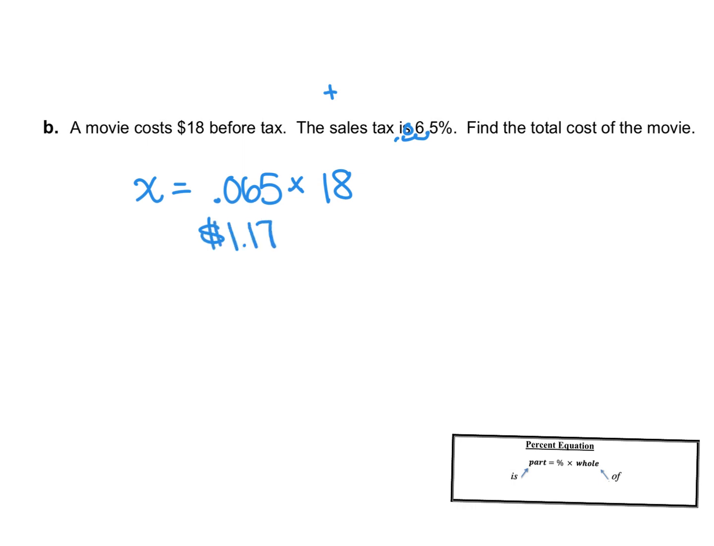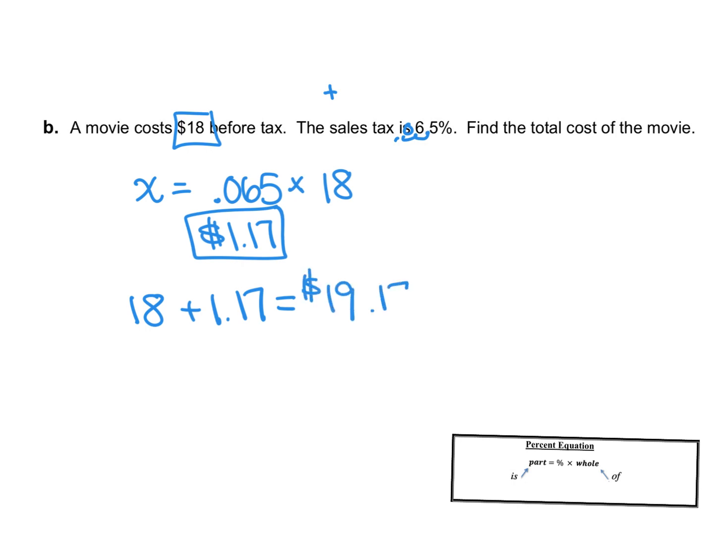So I'll take 0.065 times 18, and we get $1.17. So the sales tax is $1.17. And so that means that we're going to pay this in addition to the $18. So we'll take the $18 plus $1.17, and we'll get $19.17.